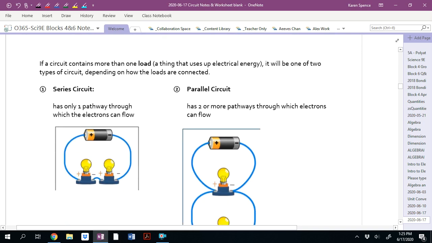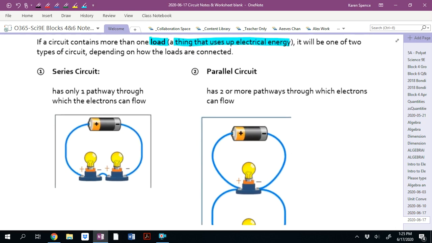All right. If a circuit contains more than one load, and remember a load is a thing that uses up electrical energy, it will be one of two types of circuits, depending on how the loads are connected. In a series circuit, there is only one pathway, let's follow it, through which the electrons can flow.